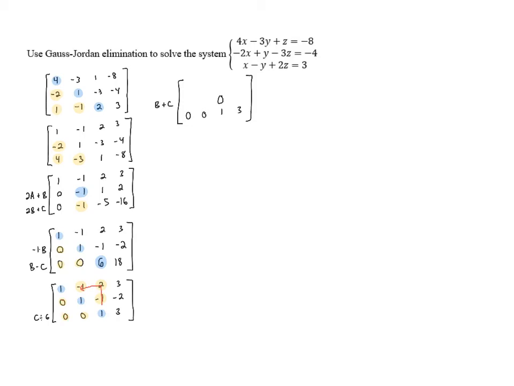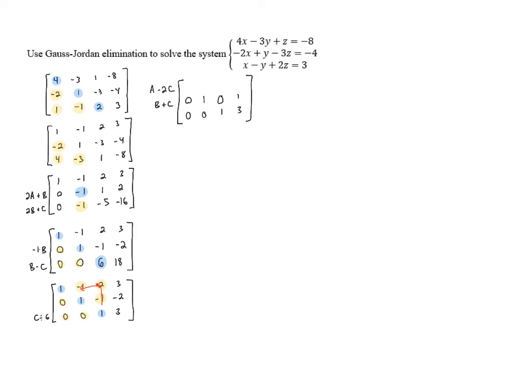0 plus 0 gives us 0. 0 plus 1 gives us 1. And then 3 plus -2 gives us 1. So we're good there. Now we want this one to be 0. And the way that we can do this is by keeping row A here and then subtracting 2 times row C. So it's going to be A minus 2 times C.